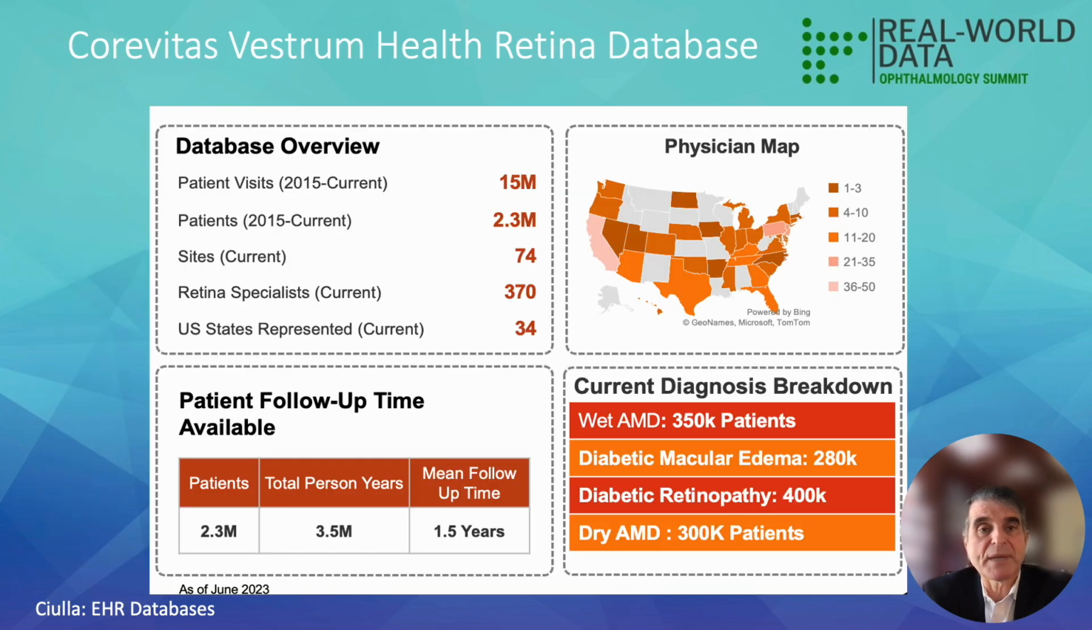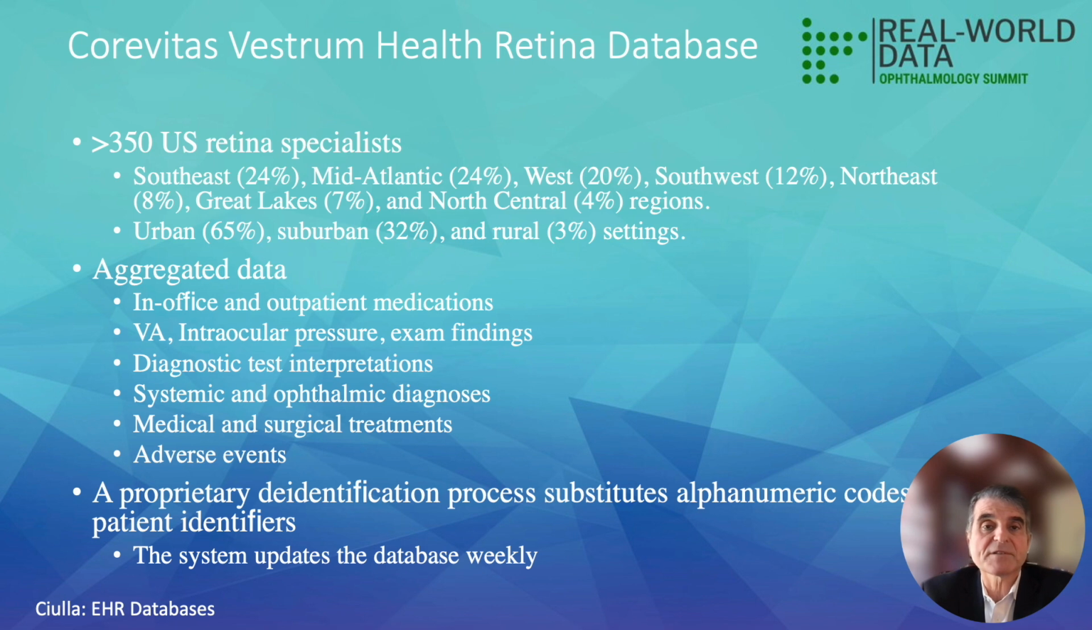Another EHR-based database is the Corvitas Vestrum Health Retina database. It includes 2.3 million unique patients and 15 million patient visits from U.S. retina physicians. Importantly, as a retina specialist database, it differs from the IRIS registry, which instead includes all specialties. The Corvitas Vestrum Health Retina database includes a panel of over 350 U.S. retina physicians. It is geographically diverse, and like the IRIS registry, available data includes patient history, exam findings including visual acuity and intraocular pressure, as well as diagnosis. Once again, there's limited ability to query imaging.